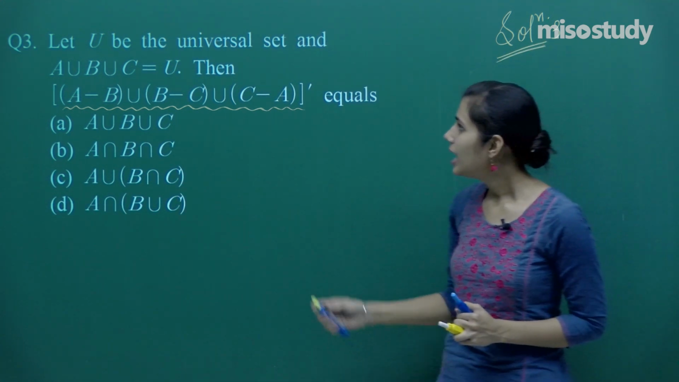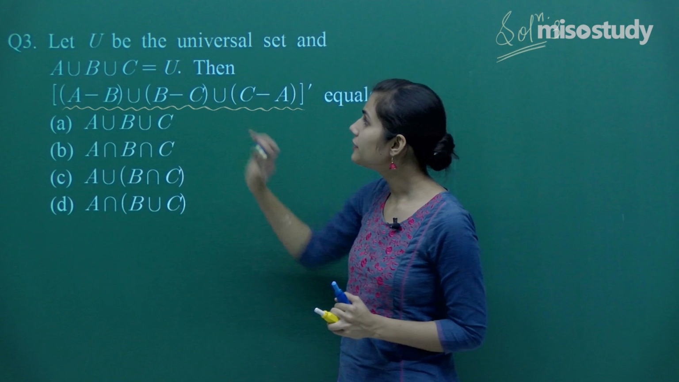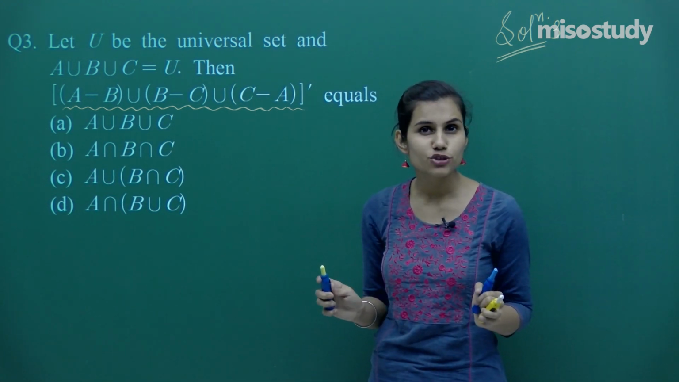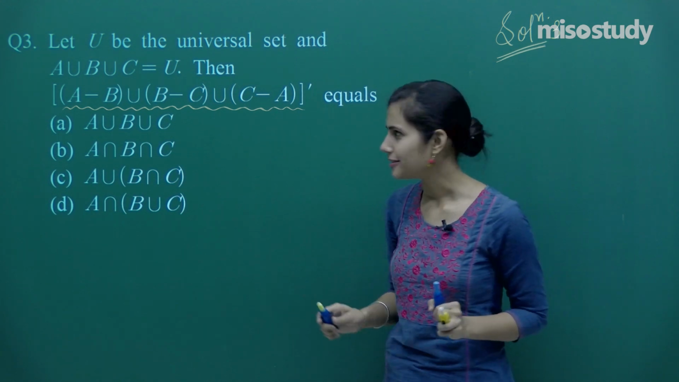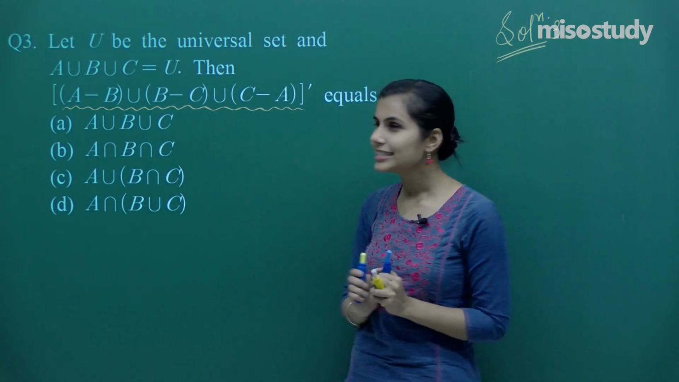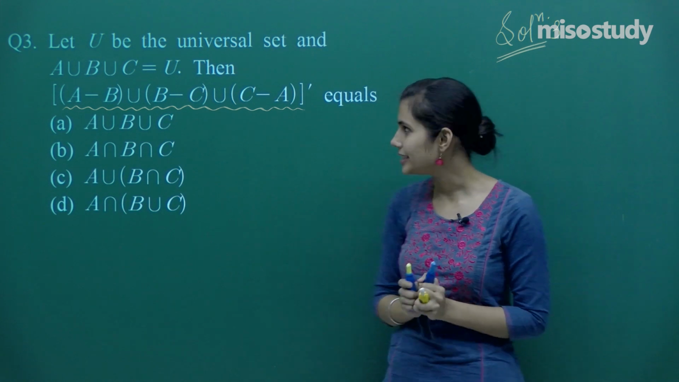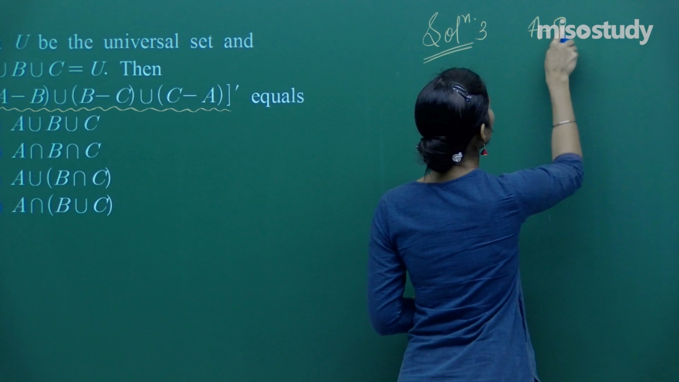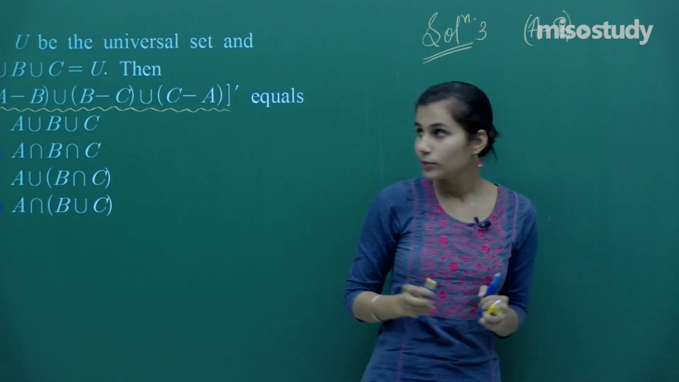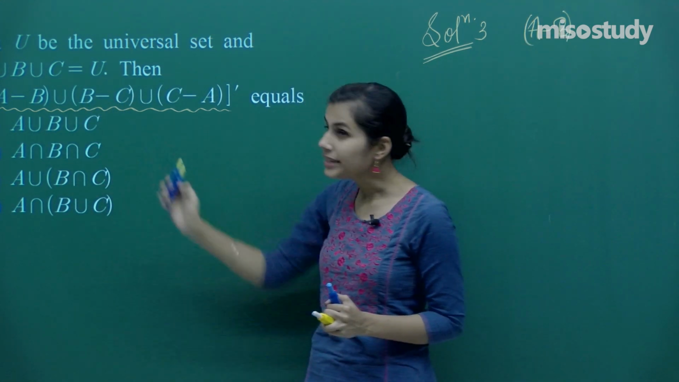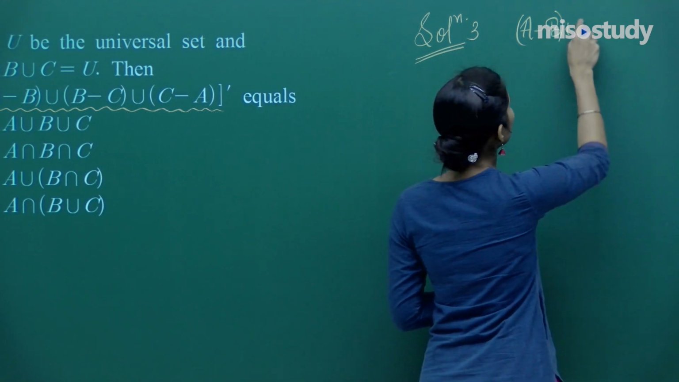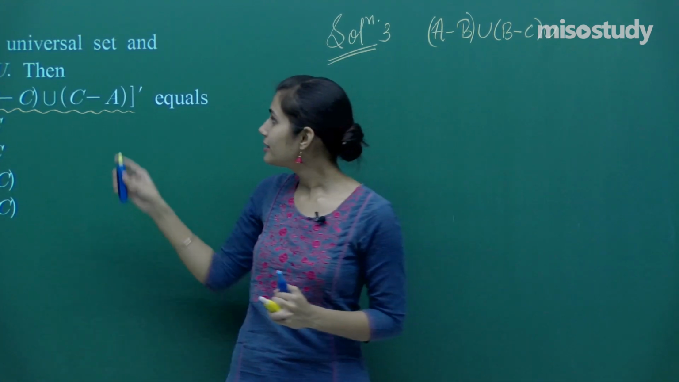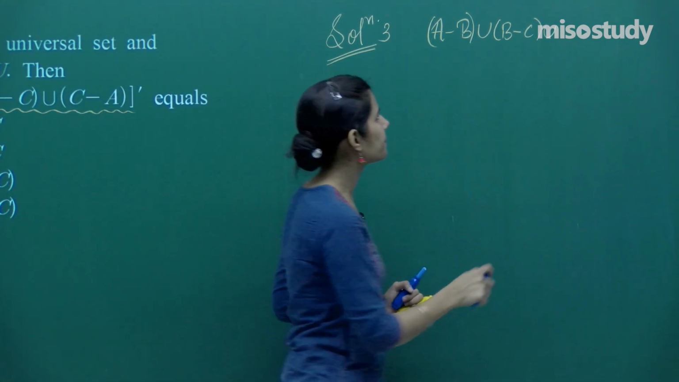This says, I am given that the universal set is A union B union C. Why is this given to you? I am going to tell you a bit later. First, let us try and see which expression we are supposed to find. A minus B, after that we have union with B minus C, union with C minus A.